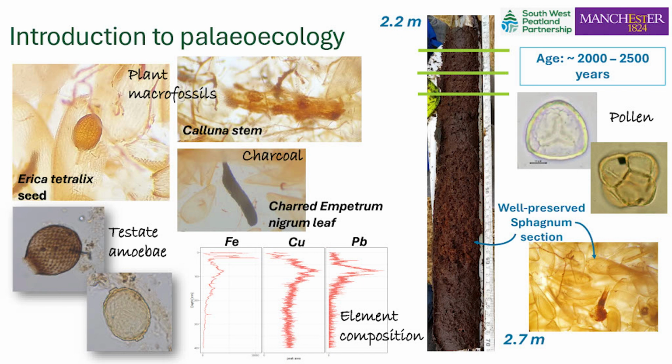And finally, we might also look at pollen grains. So perhaps the most widely known palaeoecological proxy, another vegetation indicator. So this is just showing a sphagnum spore and a Calluna pollen. So like I said, this is just a flavor of what we can do with palaeoecology, but hopefully you can see from this slide the range of information about the past that can be extracted from our peat cores through palaeoecology.